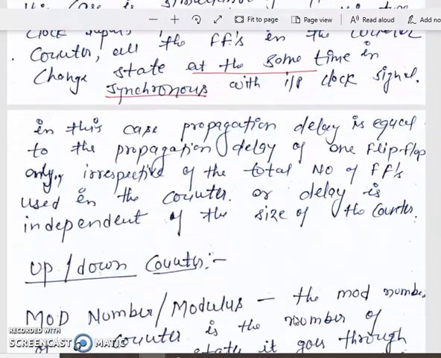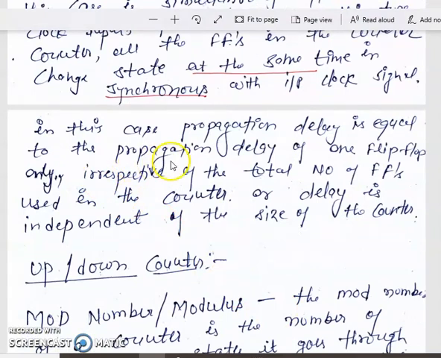What is the benefit of this synchronous counter? In this case, the propagation delay is equal to the propagation delay of one flip-flop only, irrespective of the total number of flip-flops used in the counter, or the delay is independent of the size of the counter. It means the propagation delay is very small, so the speed of operation of the synchronous counter is very high, because the delay is only that of the first flip-flop.